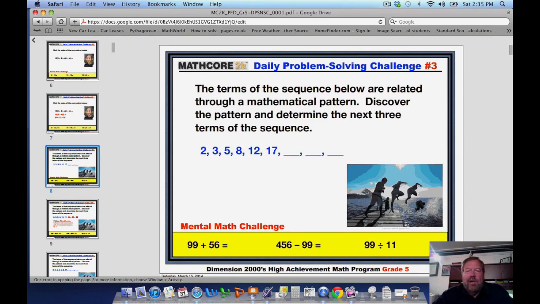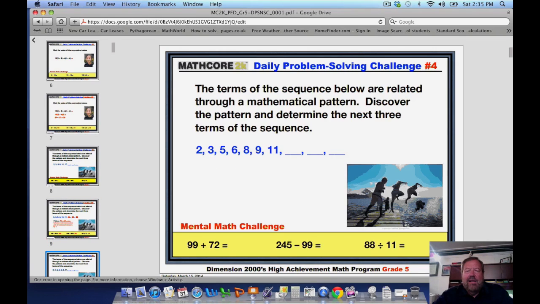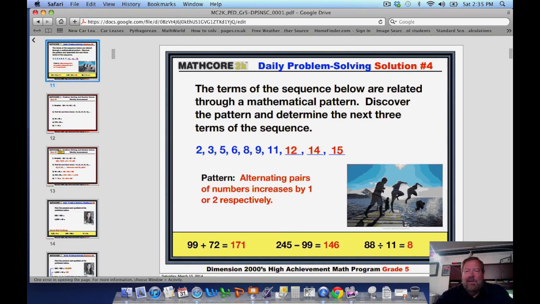Wednesday, we changed the problem a little. Now we're looking at a pattern here. And we still have the number sense problems. And then there's your solution. Then Thursday, another problem similar to Wednesday with new number sense problems. And then we have the solution.